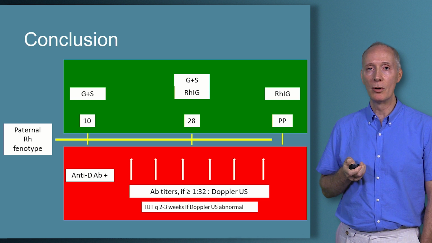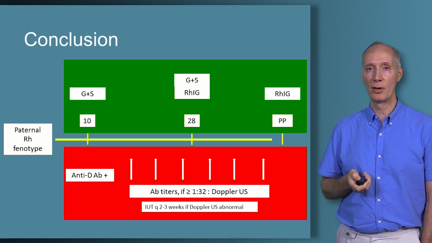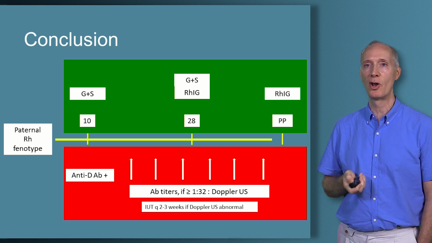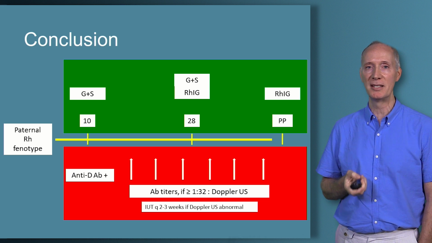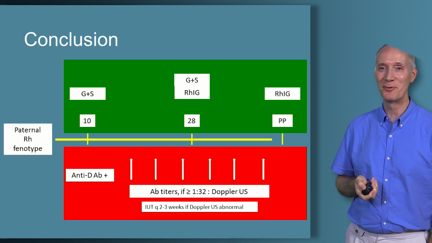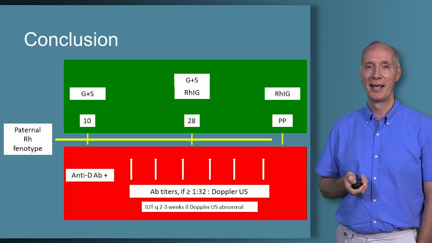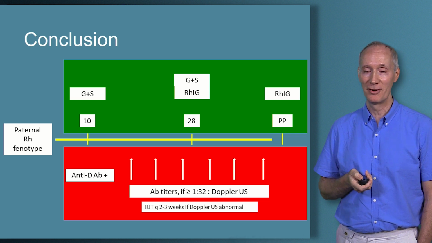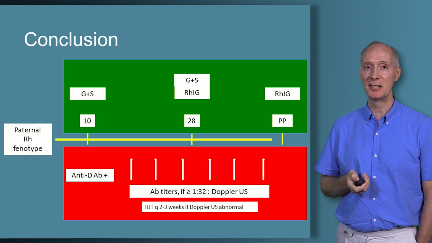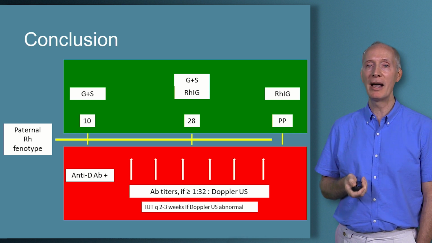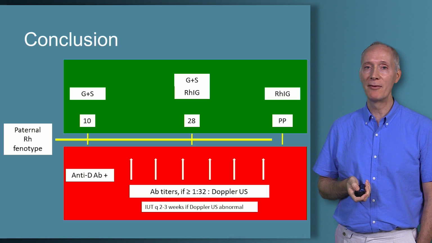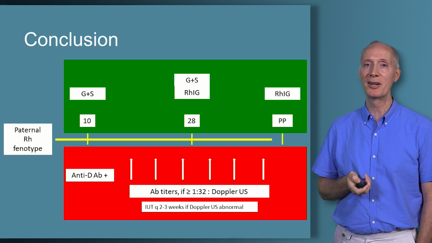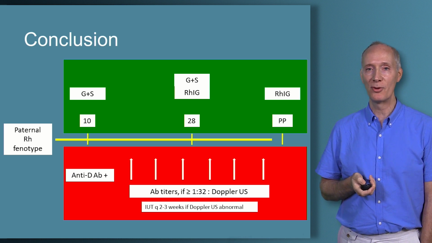Subsequently, you will repeat the RhoGAM, or the rhesus immunoglobulin, after the delivery, after it's established that the newborn is rhesus positive. What if you find antibodies, which is depicted in the red? So if I find these anti-D antibodies at the first visit, I will have to repeat those titers every 2 to 4 weeks and refer the patient if those titers start to increase at or above 1 in 32.